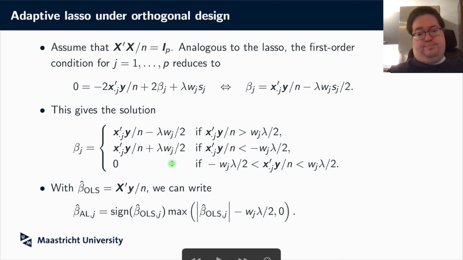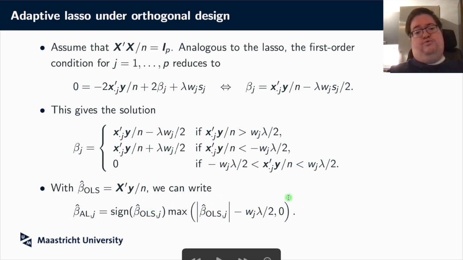Now, remember that in the orthogonal design case, we could write the least squares estimator as just X prime y over n. So we can also write the adaptive lasso as a soft thresholding kind of estimator as a function of the least squares estimator.